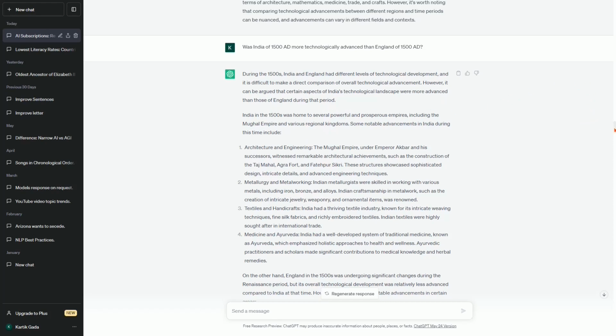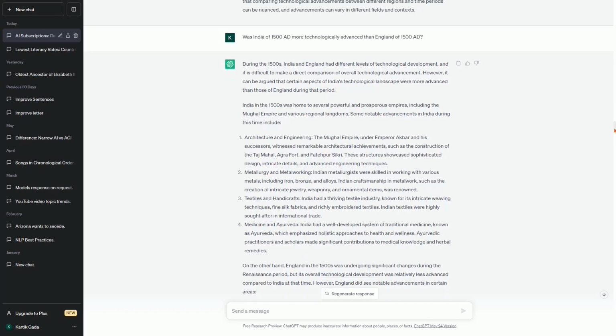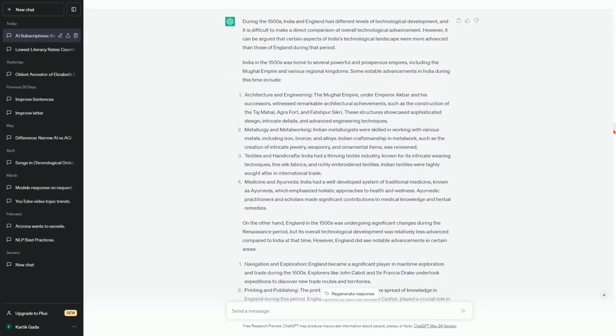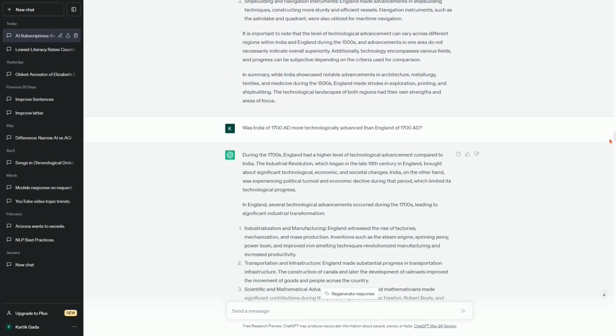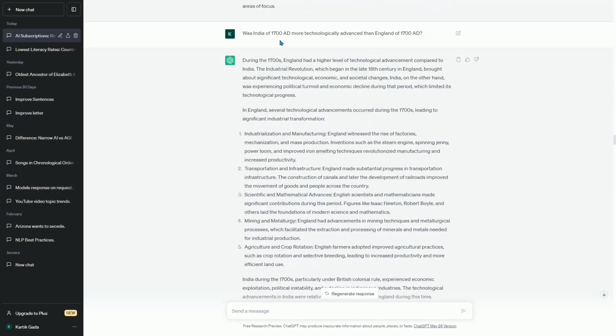Okay, let's pose this question again, but choose a date closer to the present where the crossover was probably in the past. Was India of 1700 AD more technologically advanced than England of 1700 AD? During the 1700s, England had a higher level of technological advancement compared to India.